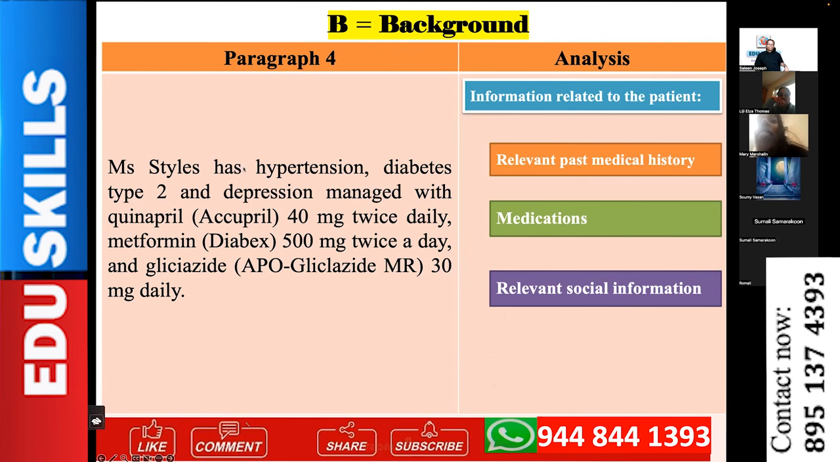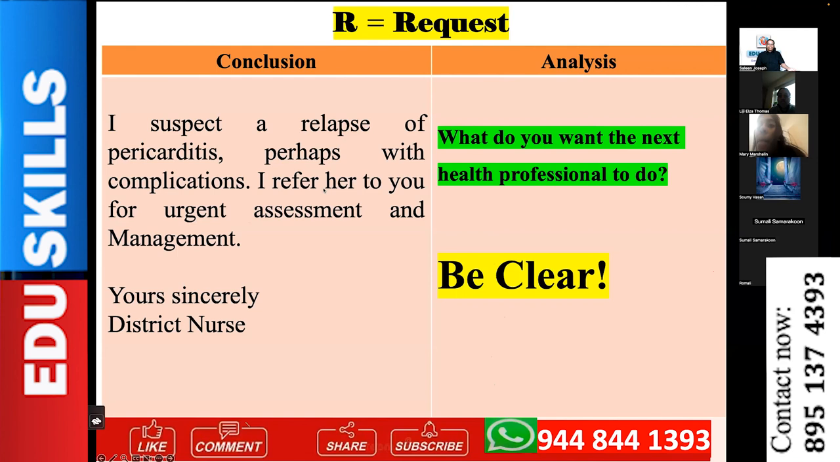Mr. Styles has hypertension, type 2 diabetes, and depression, managed with quinapril (Accupril) 40 milligrams twice daily, metformin (Diabex) 500 milligrams twice a day, and gliclazide (APO-Gliclazide MR) 30 mg daily. That means the paragraph includes medical history and medications. And the conclusion, just read: I suspect a relapse of pericarditis, perhaps with complications. I refer her to you for urgent assessment and management.